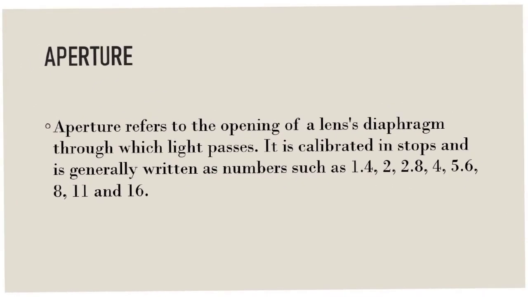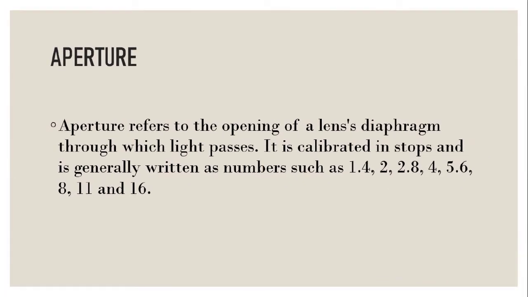Next, we have aperture. Aperture refers to the opening of a lens diaphragm through which light passes. It's calibrated in stops and generally written as numbers such as 1.4, 2, 2.8, 4, 5.6, 8, 11 and 16.